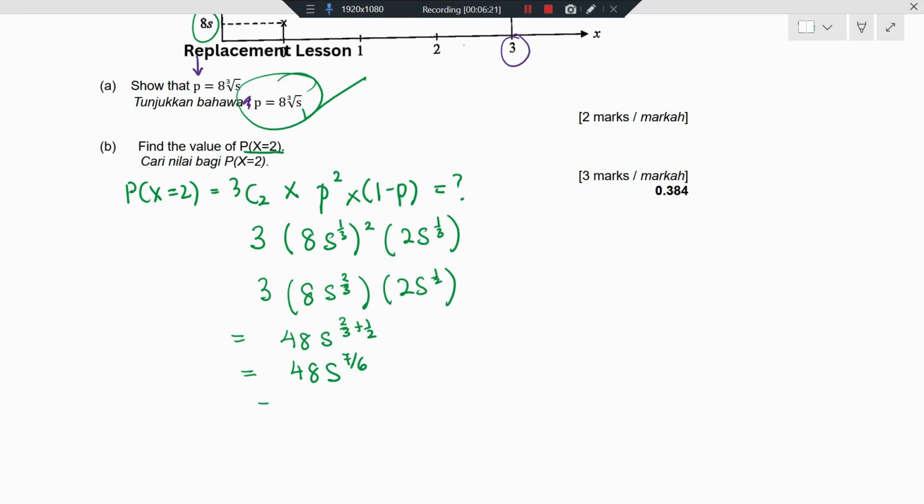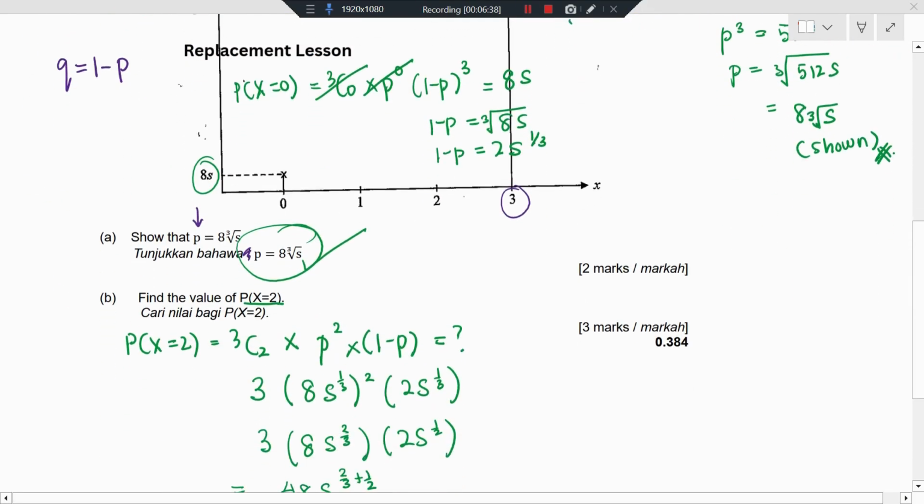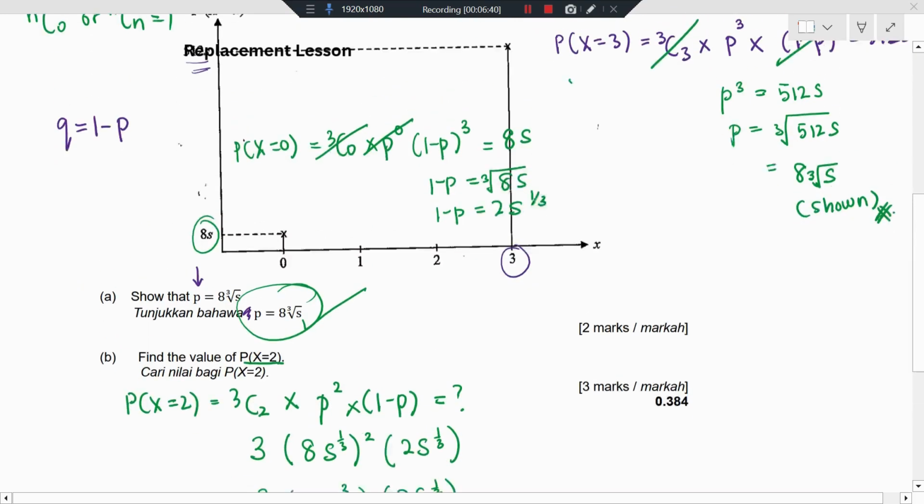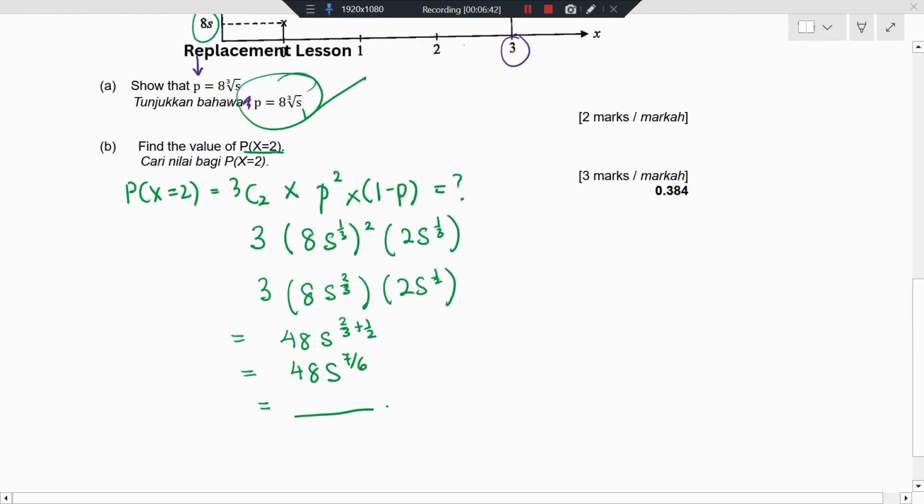And then what you should get here, this will mean nothing, right? So we need to find another way to solve for s. We need to find the value of s, then we can solve this one. So maybe we need to solve for s, you know.